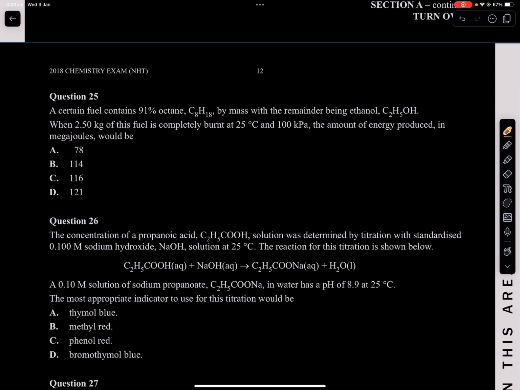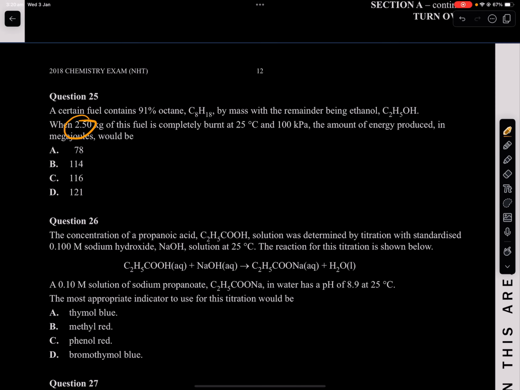Question 25, that took too long for that one, actually. A certain fuel contains 91% octane by mass, with the remainder being ethanol. When 2.5 kilograms of the fuel is completely burned at 25 degrees Celsius and 100 kilopascals, this here is SLC, by the way, because 25 degrees Celsius and 100 kilopascals is standard. The amount of energy produced in megajoules would be nice and easy.